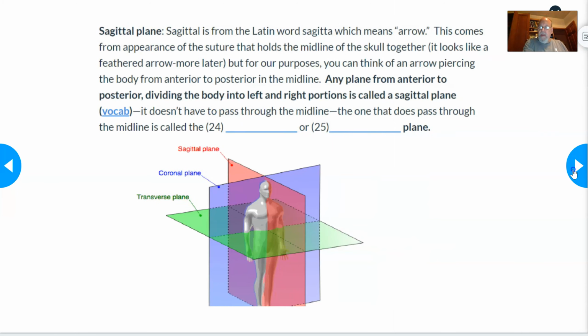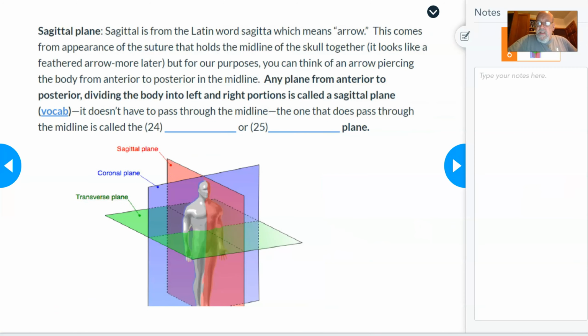The first of these is going to be called the sagittal plane. Sagittal is from the Latin word that means arrow. This comes from the appearance of the suture that holds the midline of the skull together. It looks like an arrow. We'll see more on that later, but for our purposes now, you can think of an arrow piercing the body from the anterior to posterior in the midline.